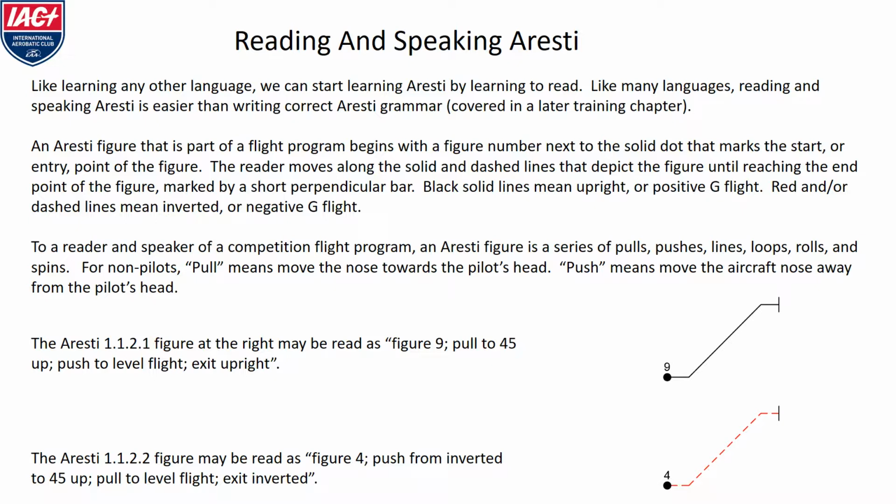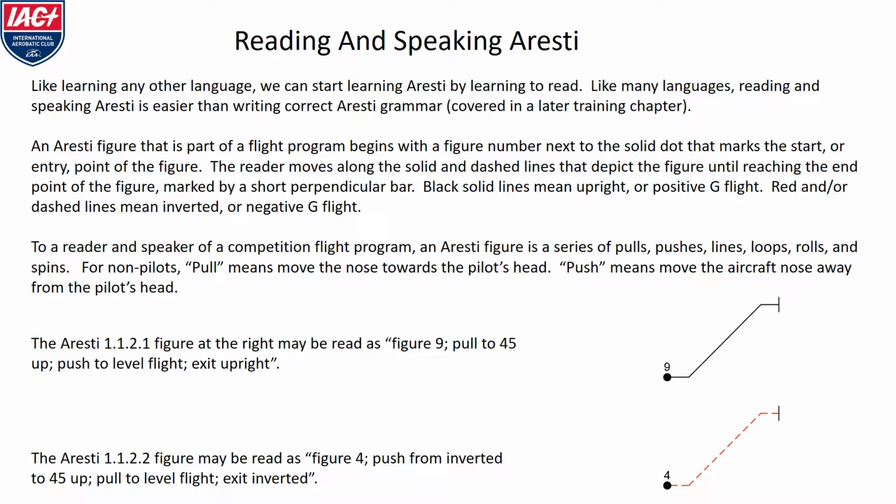An Aresti figure that is part of a flight program begins with a figure number next to the solid dot that marks the start, or entry point, of the figure. The reader moves along the solid and dashed lines that depict the figure until reaching the end point of the figure, marked by a short perpendicular bar. Black solid lines mean upright or positive G flight. Red and/or dashed lines mean inverted or negative G flight.